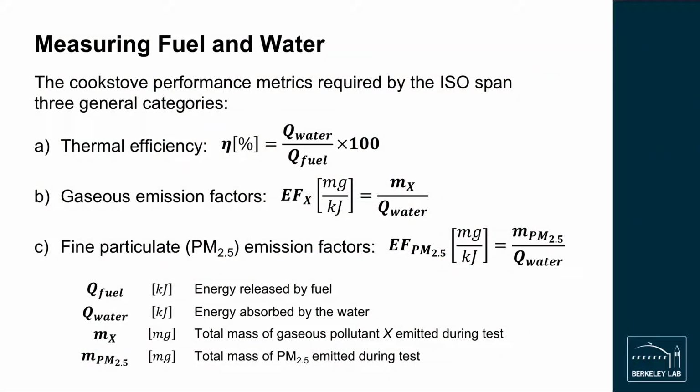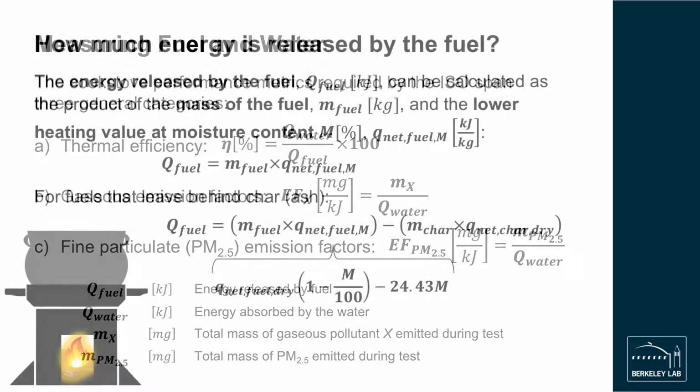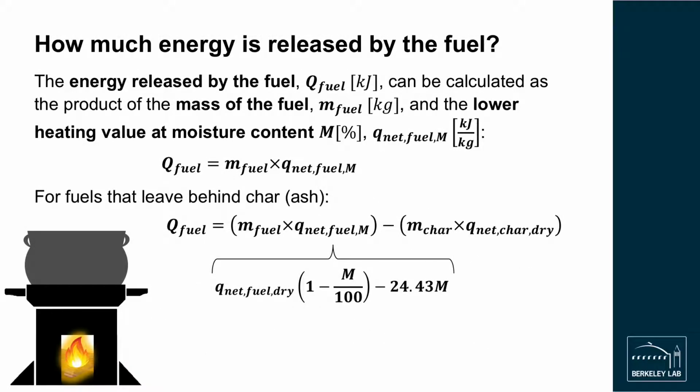Accurate measurements of fuel and water properties are necessary in order to calculate three important categories of cookstove performance metrics required by the ISO: thermal efficiency, gaseous emission factors, and fine particulate emission factors. Broadly speaking, we are interested in measuring properties of fuel and water to determine how much energy was released by the fuel during a cookstove test, and similarly, how much of that energy was absorbed by water in a pot.